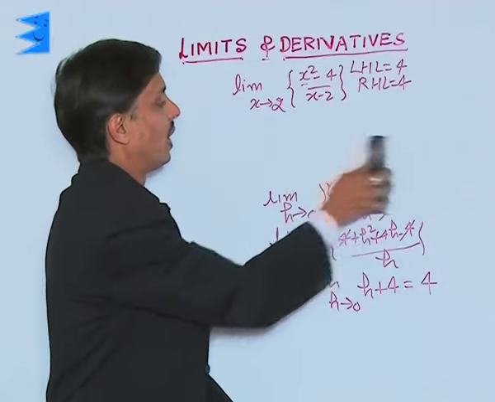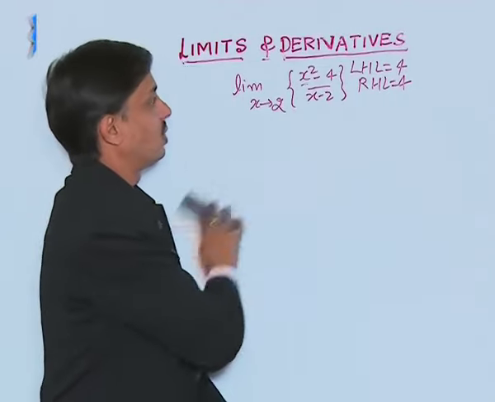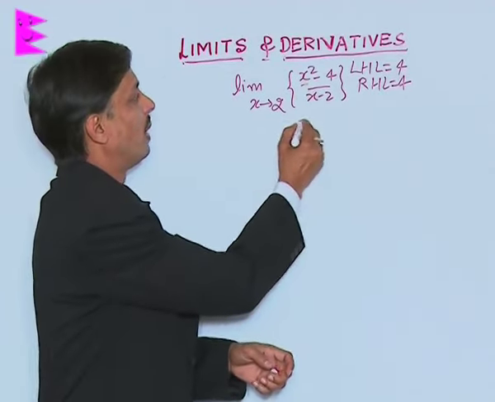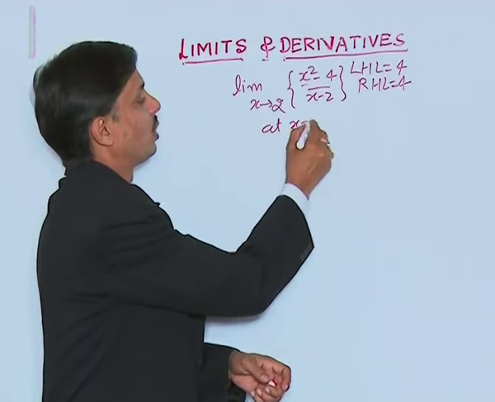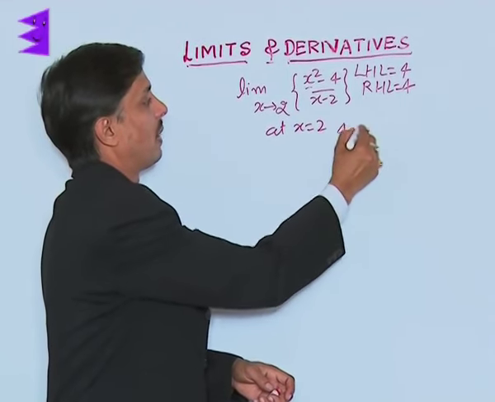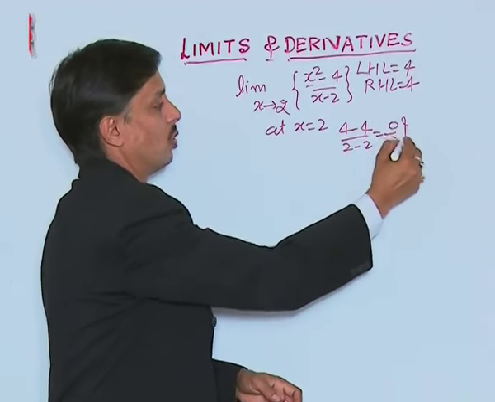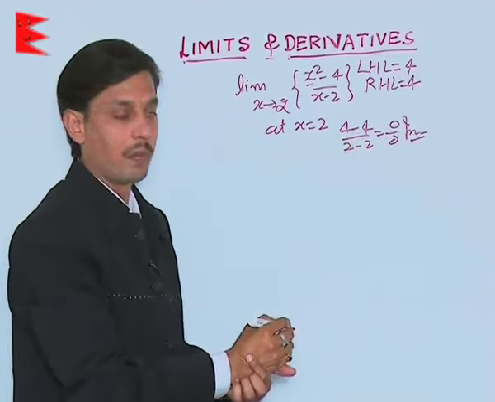What is the value of the function at x equals 2? If we put x equals 2, we find at x equal to 2, the answer is 4 minus 4 upon 2 minus 2, 0 upon 0, which is indeterminate form.